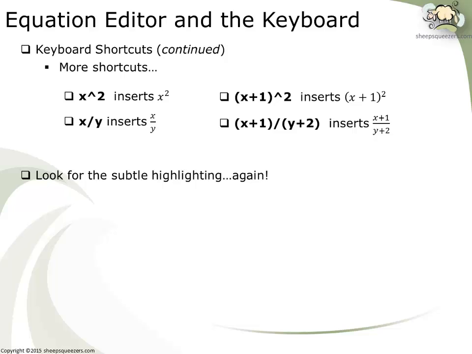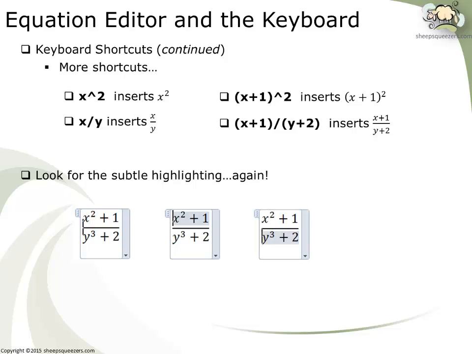Now, again, I'm going to harp on this again. Look for the subtle highlighting. So, for example, my cursor is on the left side of the equation. I moved over one character to the right, and take a look that you have x squared plus 1 all highlighted. That indicates that the dotted box for the numerator has been replaced with x squared plus 1. Now I'm in the denominator, so the y cubed plus 2 now is what's in the dotted box for the denominator. And then I'm on the far right hand corner of the equation. Nothing's highlighted because you're not in any dotted box at that point.